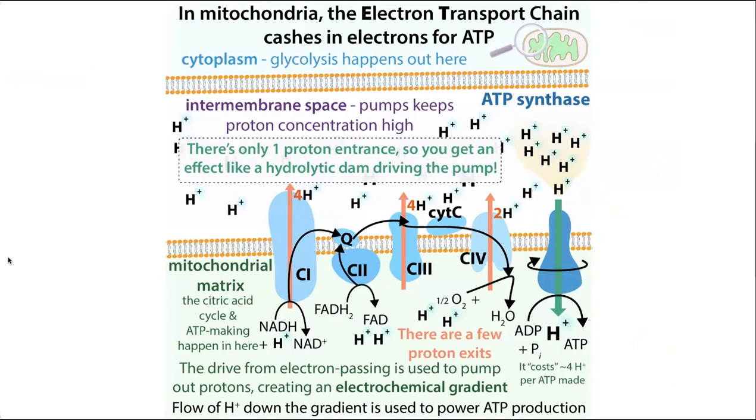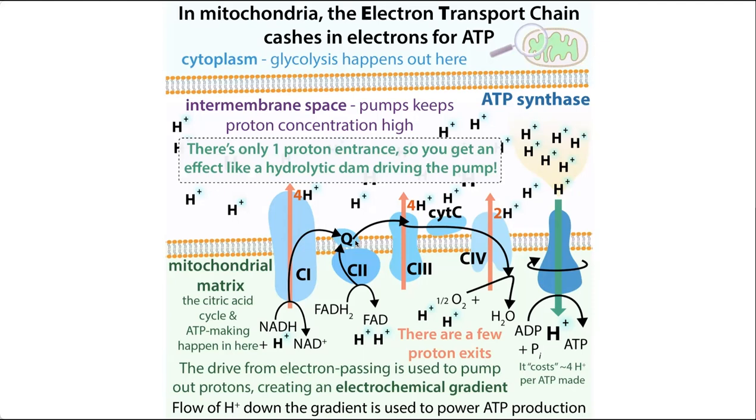Now let's do a little bit of ATP accounting. So imagine that we have NADH. It's going to come in complex 1. In complex 1, we're going to pump out 4 protons, and we're going to be passing a pair of electrons onto Q.